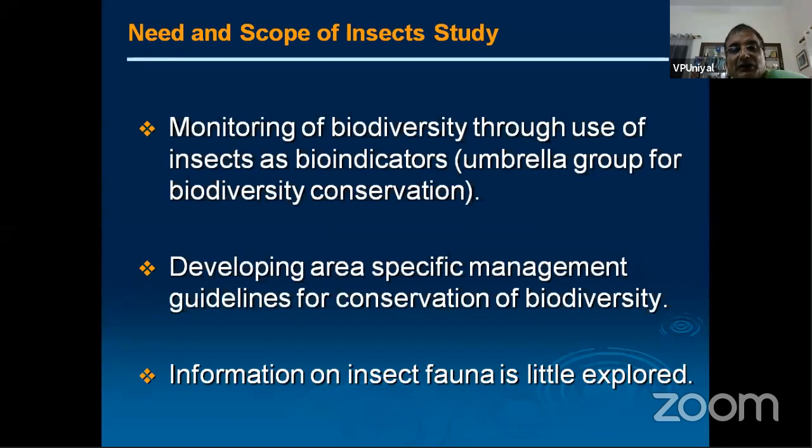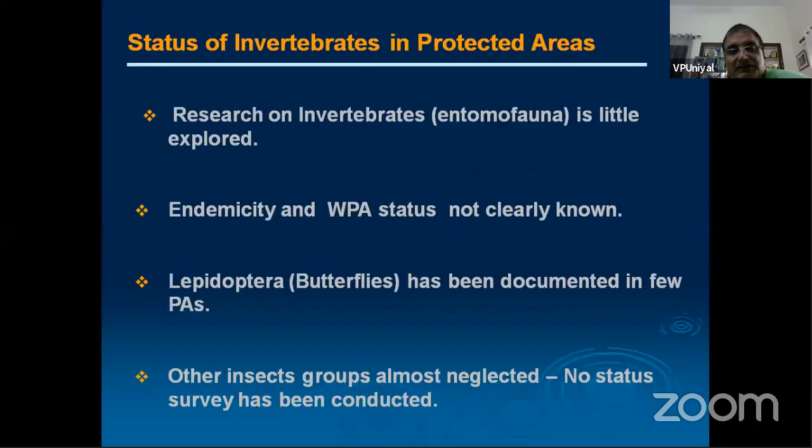The information on the fauna is little explored. I already discussed it. Research on invertebrates is little explored. Very few groups have complete information, but for the majority of groups information is lacking. And experts are very, very limited. The Wildlife Protection Act is not very clear here. Butterflies have been documented in the majority of the protected areas and forest areas of our country, and other groups of insects are almost neglected. No status survey has been conducted.